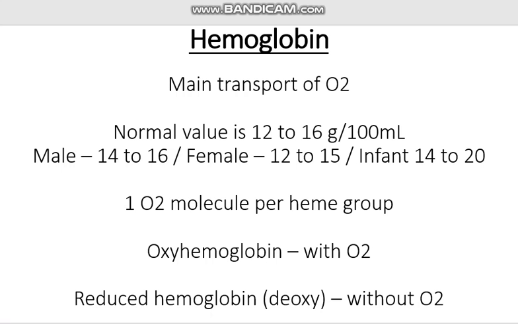Its normal value is 12 to 16 grams per 100 milliliters. In males it is 14 to 16. In females it is 12 to 15 and in infants it is 14 to 20. One O2 molecule attaches per heme group. Oxyhemoglobin is hemoglobin with O2, and reduced hemoglobin is without O2.